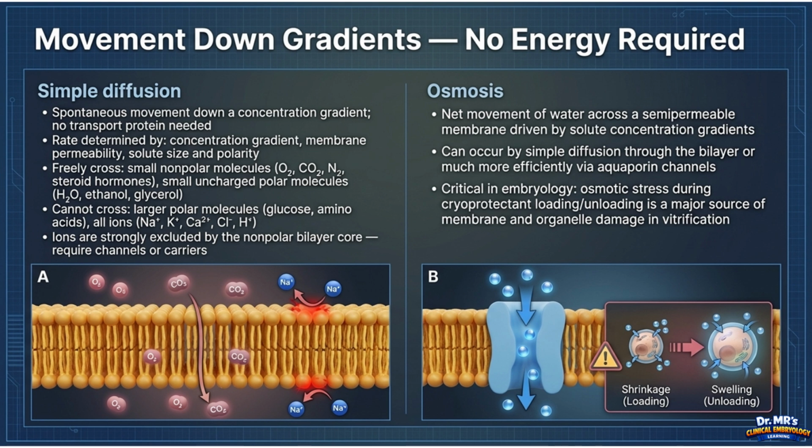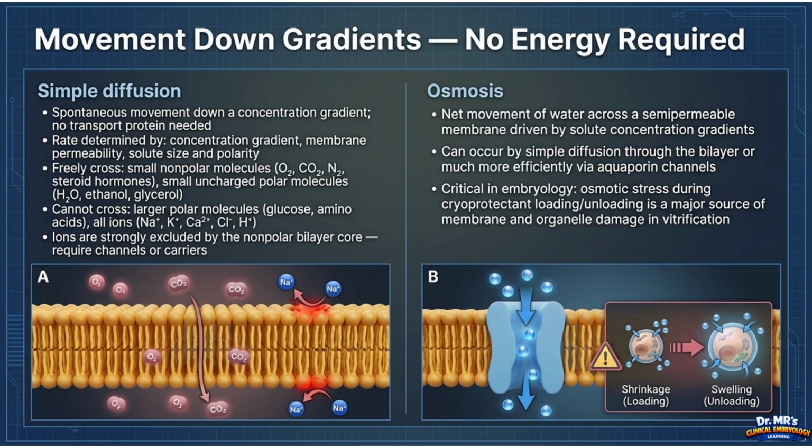Small, uncharged polar molecules can also cross by simple diffusion, though more slowly. Water, ethanol, and glycerol fall into this category. However, larger polar molecules such as glucose and amino acids cannot cross by simple diffusion. Their polarity makes them poorly soluble in the hydrophobic bilayer core. And essentially all ions, sodium, potassium, calcium, chloride, hydrogen, are completely excluded by simple diffusion regardless of concentration gradient. The nonpolar bilayer core presents an enormous energetic barrier to charged species. This is why ion channels and pumps are not evolutionary luxuries, but absolute necessities.